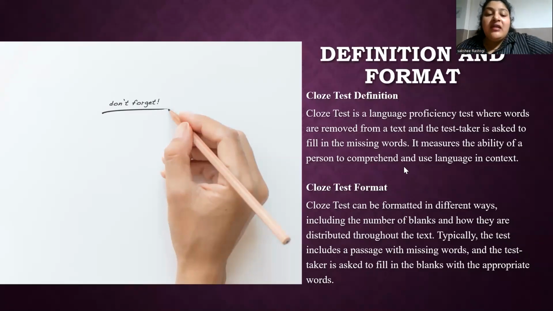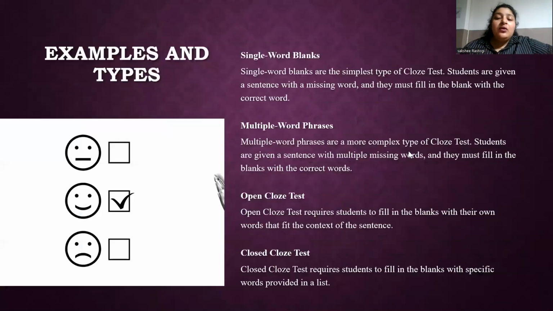Now let's go through the examples and types. So here are some different types, having different examples. Like the simple closed. In simple closed, I'm talking about: the sun rises in the dash and sets in the dash. So you have to fill up these blanks according to you.